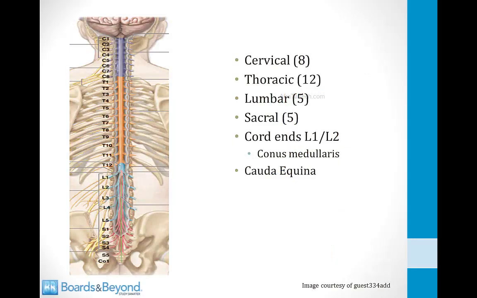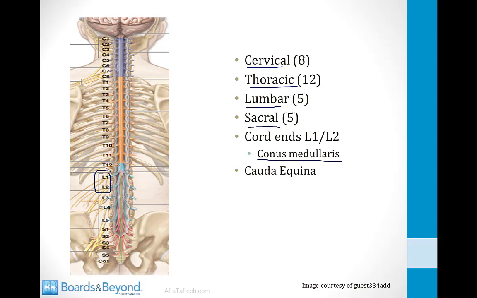The spinal nerves are named for the portion of the body from which they emerge. There are 8 that emerge from the cervical region, 12 thoracic, 5 lumbar, and 5 sacral. If you look at this picture on the left, you'll see that right around L1 and L2 the spinal cord ends. That place where the spinal cord ends is called the conus medullaris.